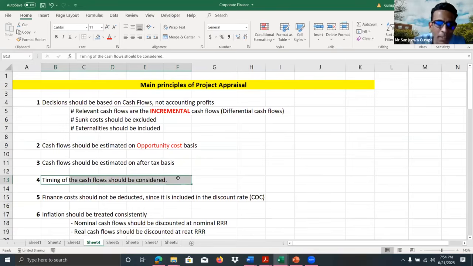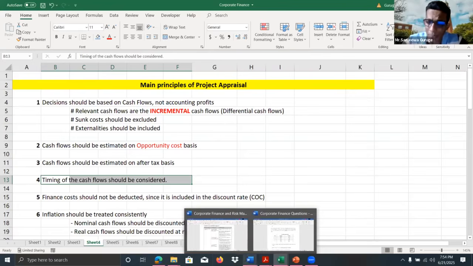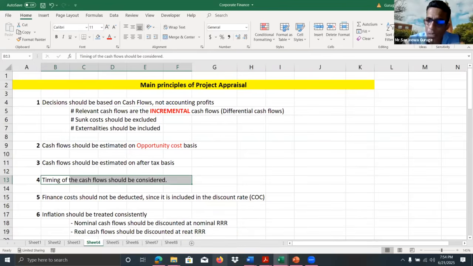So therefore, you know very well, timing of the cash flow should be considered, which means the time value of money should be adjusted. And if the company is going to finance the project or part of that using debt capital, what is the cost of debt? The company has to pay interest. So the interest payments for the debt capital that the company has raised to finance the project, right, should be deducted or should not be deducted when calculating the cash flows for the project?